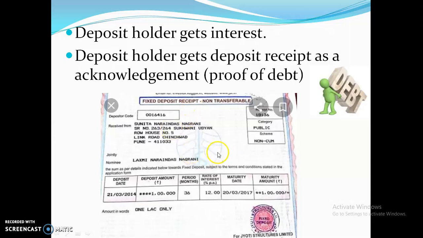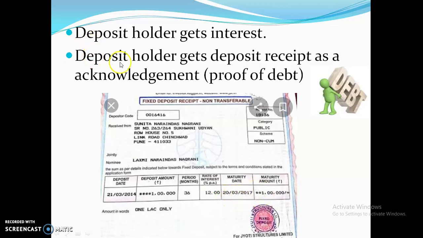This receipt is proof that you have given your money to the company. Here you can see how much money you have given and for how many periods. As I told you, it is only for a maximum period of 36 months, that means only 3 years. The maturity date is also there, meaning when it gets over. So after March 2017, you will be getting your money back.